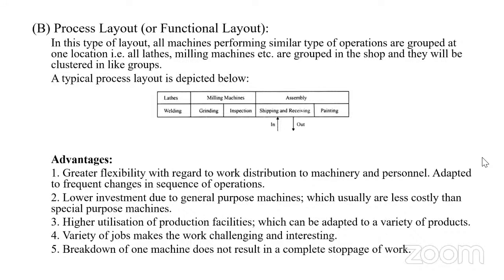Advantages. The advantages include greater flexibility with regard to work distribution to machinery and personnel. Lower investment due to general purpose machines, which usually are less costly than special purpose machines. Higher utilization of production facilities, which can be adapted to a variety of products. Variety of jobs make the work challenging and interesting. Breakdown of one machine does not result in complete stoppage of work, which is an advantage of process layout rather than the disadvantage in the product layout.